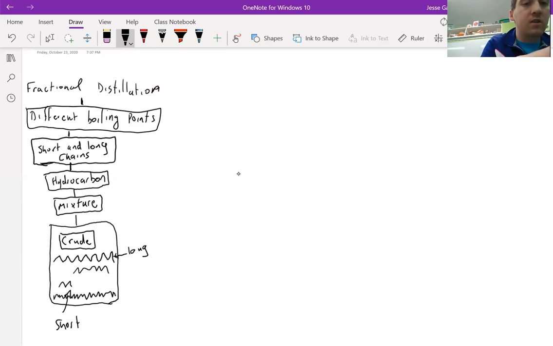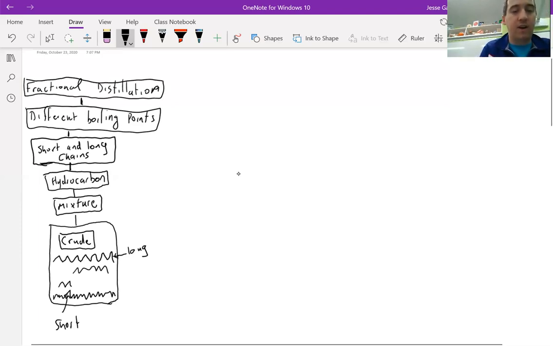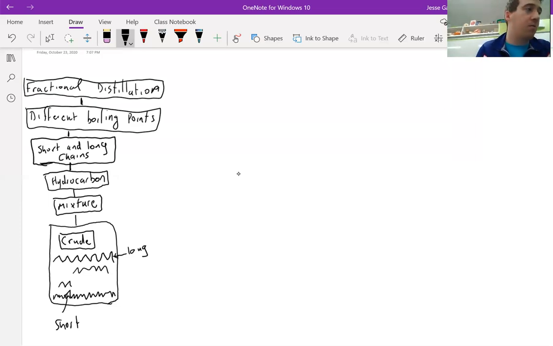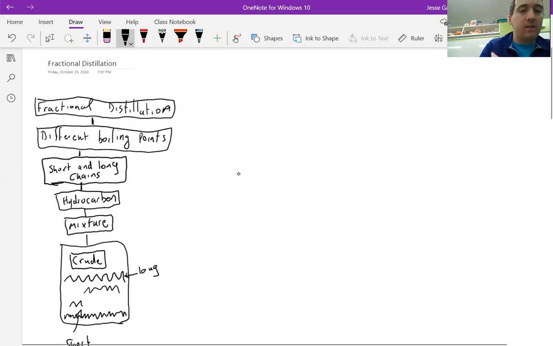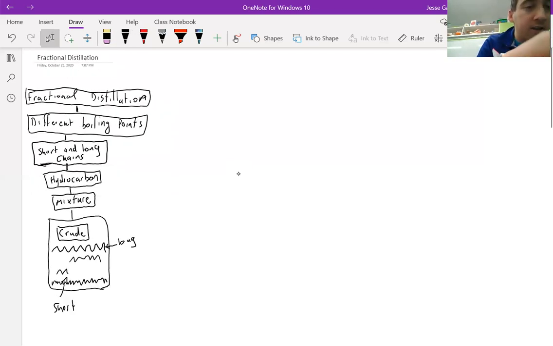Fractional distillation. And a fraction is really just one of these molecules. So each one of these molecules we call a fraction. So for example, this one here with 1, 2, 3, 4, 5 carbons, that would be a particular fraction. That would come off at a certain boiling point. Okay, so we say that the different hydrocarbons are collected in different fractions, and that's why we call it fractional distillation.